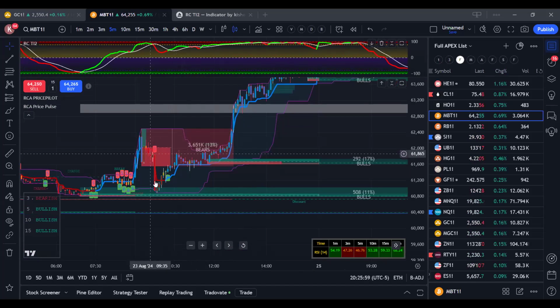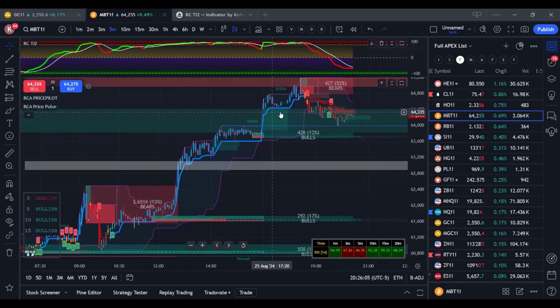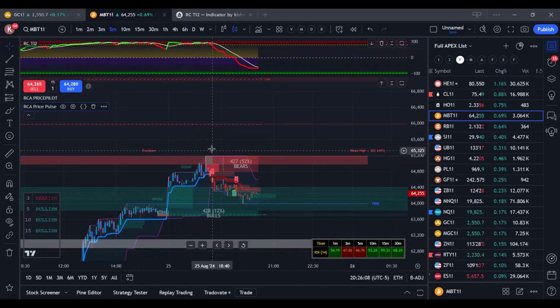Right? This line turned from red to blue. This red line turned to green. It started going all the way up. It went all the way till the premium. Now it touched the bear. Now you got a sell signal.